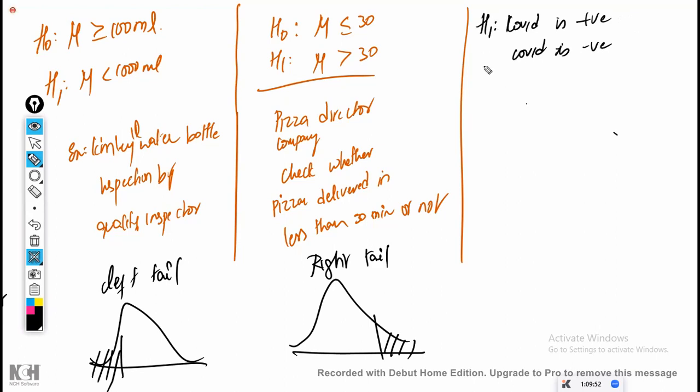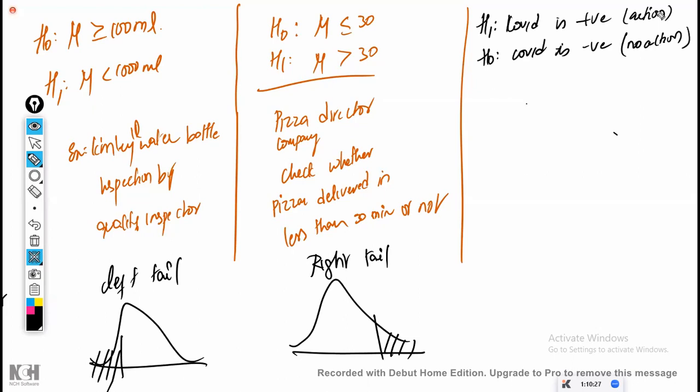COVID negative means no action is required. If the person is COVID negative, no action is required for him: no need of medicines, no need of quarantine, no need of isolation, nothing is required. If COVID is positive, medicines are required, quarantine is required, isolation is required, maintaining the distance is required, keeping the mask is required. All these are required. Taking action is required.